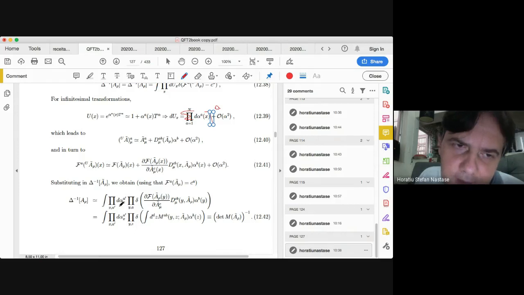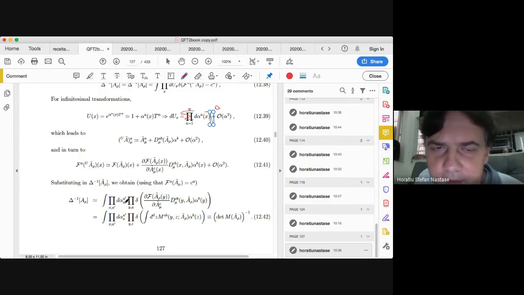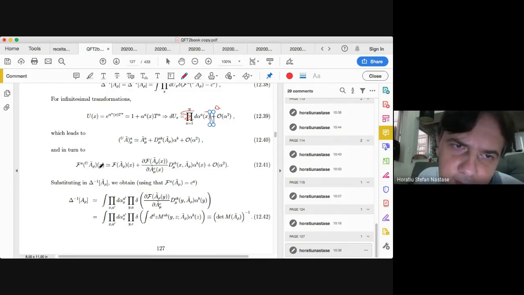But then if I have product of a dx, I also have product over a implicitly. So this is product over x and a of d alpha, x and a. And delta function is of f of a tilde transformed by u, but this is f of a tilde plus this thing. But f of a tilde by definition is equal to ca. So what we're left with is this thing, delta of this thing.